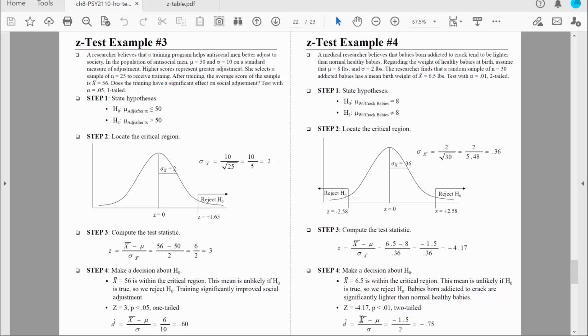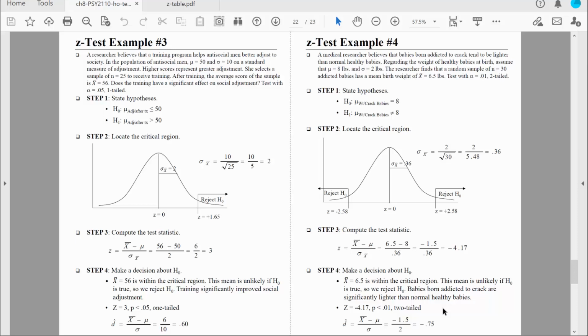So as I just mentioned, in this case, the difference between the sample mean of 6.5 pounds and that population mean for normal healthy babies of 8 pounds is a difference of 1.5 pounds. We're going to divide that by the standard deviation on that measure. And above we see that the standard deviation when it comes to weights of babies is 2 pounds. Negative 1.5 divided by 2 equals negative 0.75. So what we're finding is that these babies born addicted are about 3/4 of a standard deviation lighter than normal healthy babies. That's getting to be a relatively large effect size.